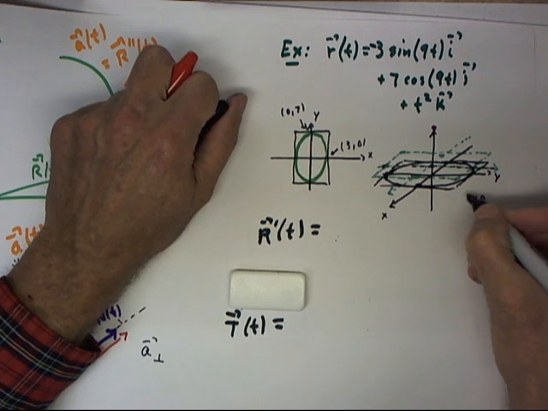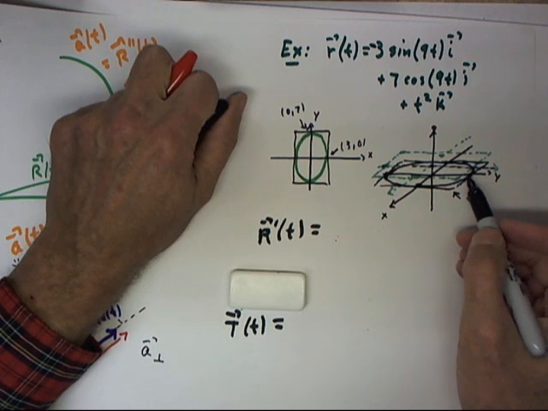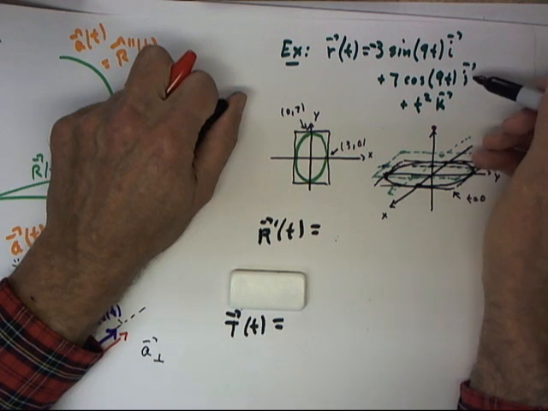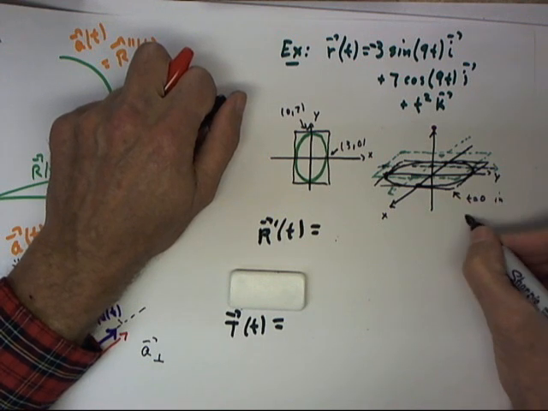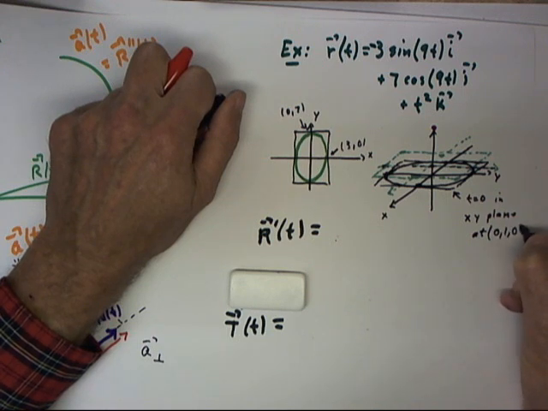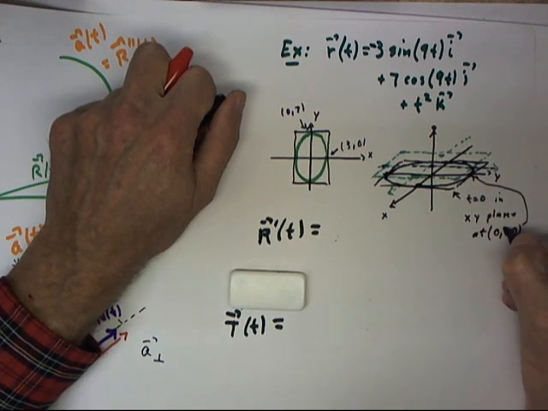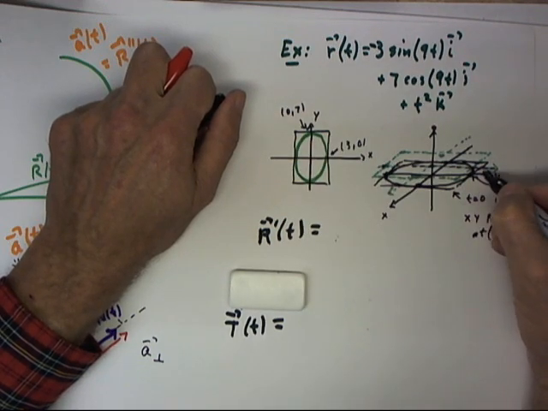At t equals 0, we're actually on the ellipse in this plane. Of course, at t equals 0, the i component is 0 and the j component is 7, which means that at t equals 0, we're in the xy plane at the point 0, 7, 0. And that would be the point up here. Okay, so we're at this point at t equals 0.